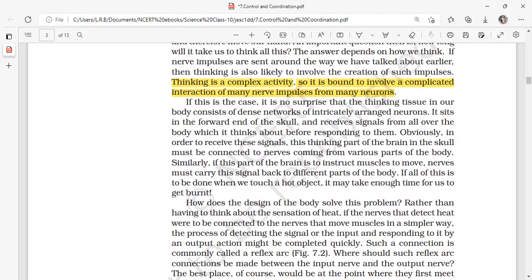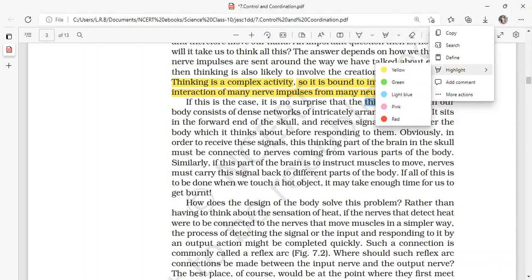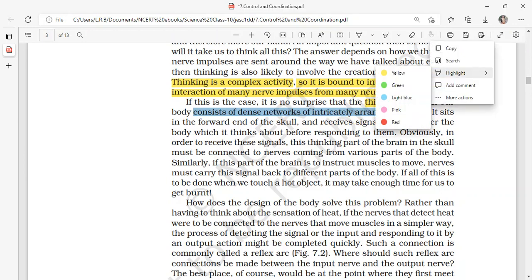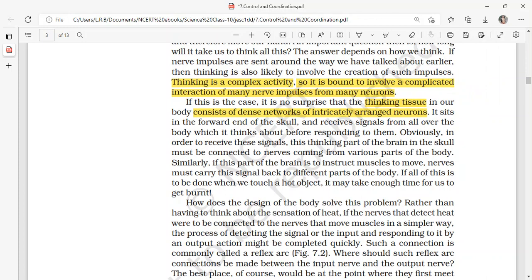If this is the case, it is no surprise that the thinking tissue in our body consists of dense networks of intricately arranged neurons. The term used here for the brain is thinking tissue, where the process of thinking and processing of information occurs. This thinking tissue consists of intricately arranged neurons, so it must be a very dense and complicated network of neurons.